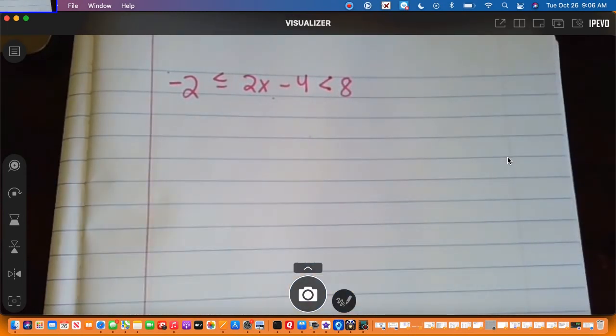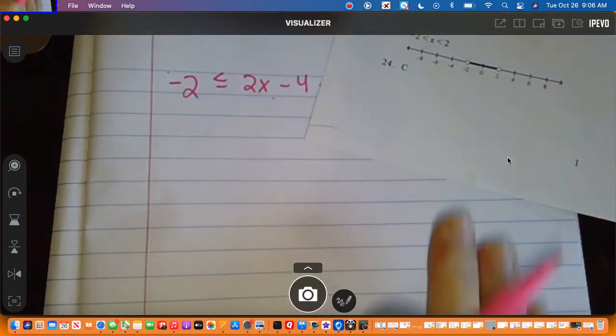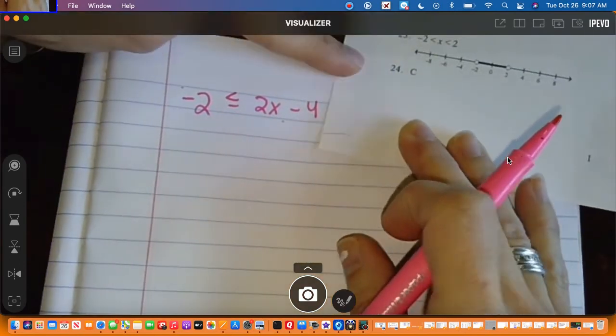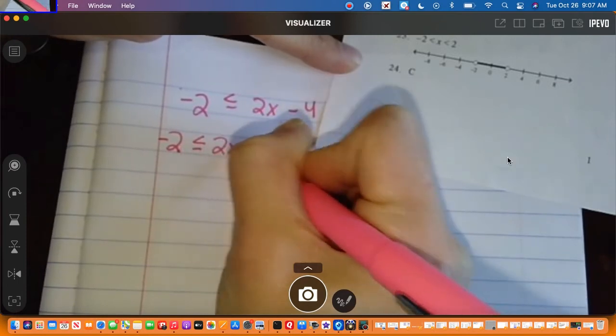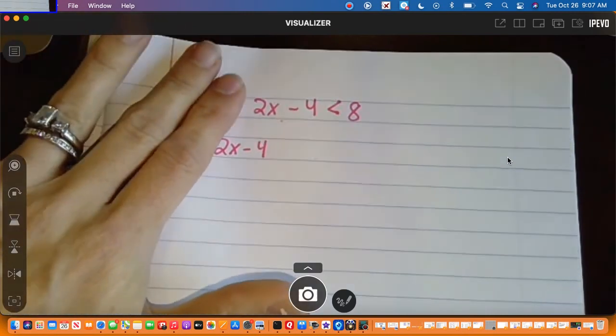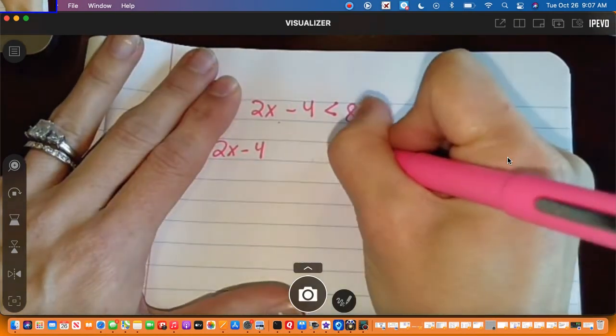Now, I'm going to break it up into two different problems. Some of y'all don't work it out that way, and that's fine. So I'm going to cover up this inequality here, and what's left? If I cover up that one, what's left? That. I'm just going to bring that down. -2 less than or equal to 2x minus 4. Everybody good with that? Now, I'm going to cover up the other inequality and bring that problem down. Does everybody remember this? Because we have to have two problems for a compound inequality.